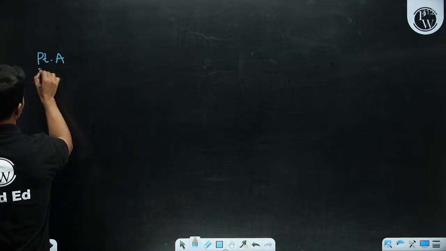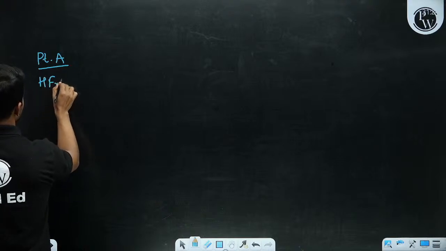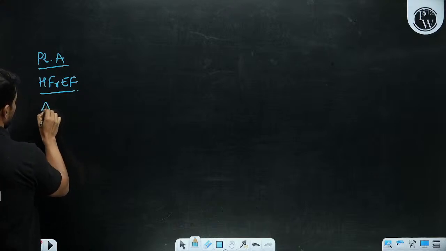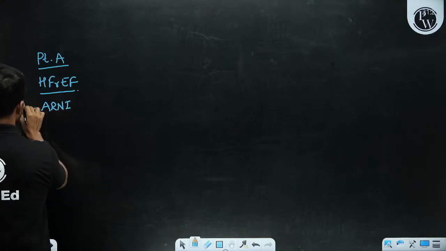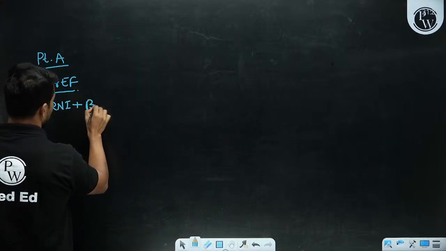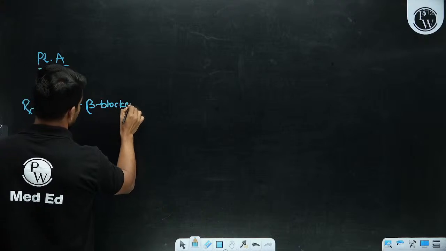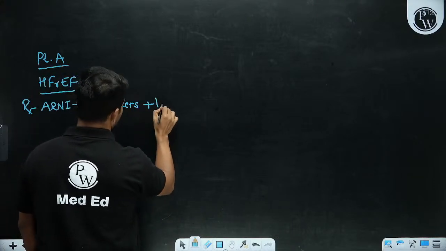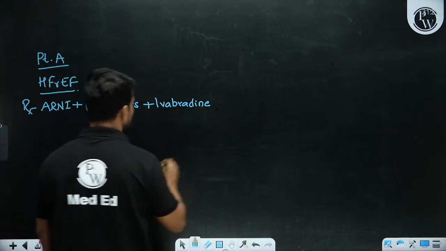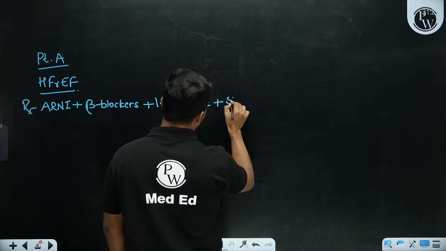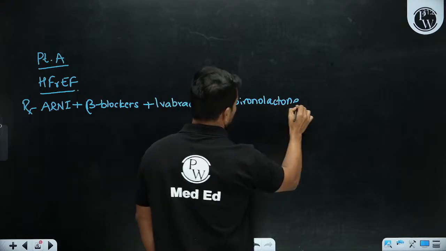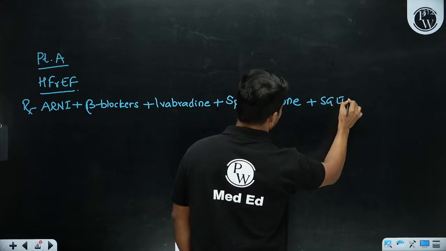So I have a patient A who is a case of heart failure with reduced ejection fraction. Okay, so for that he has been started on ARNI. He's receiving the treatment with ARNI plus he is getting optimal dose of beta blockers, plus he has been started on Ivabradine because we are not able to achieve a good control of heart rate. So he has been started on Ivabradine, plus we have also added spironolactone, plus as usual with the recent recommendation we have added SGLT2 inhibitor.